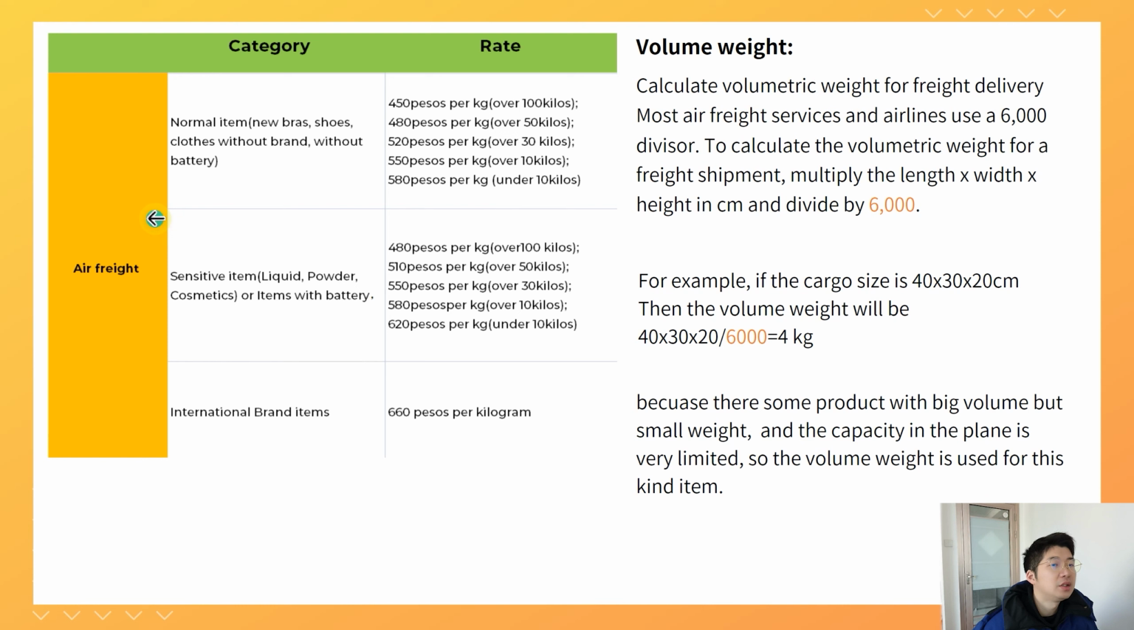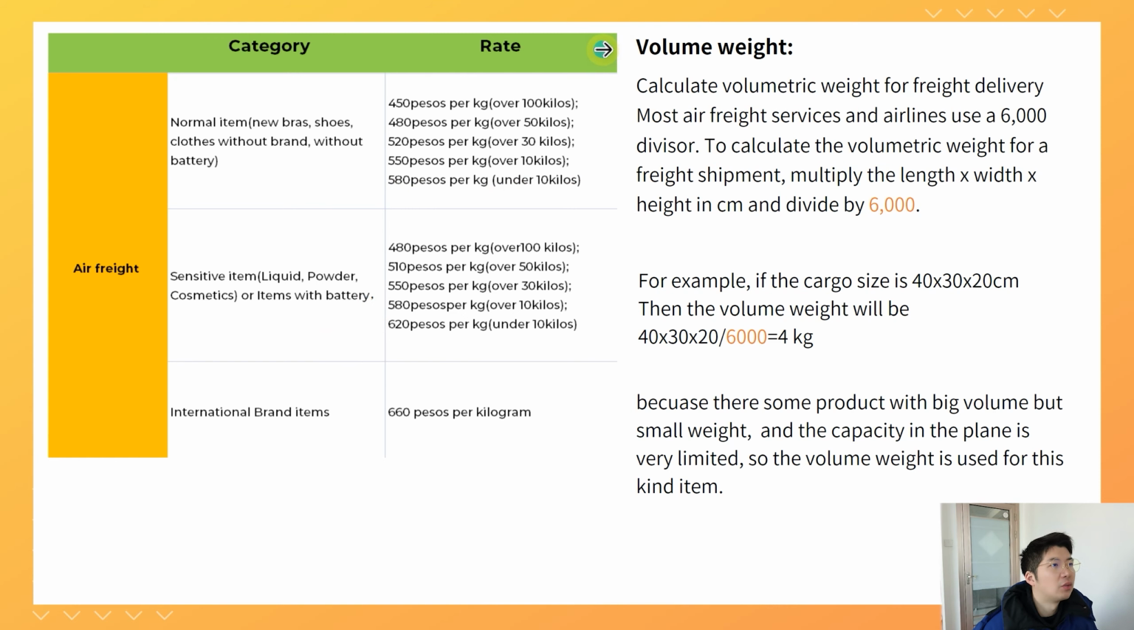As you can see, this is our air freight rate chart from last year. We also briefly type the items into normal items, sensitive items, and international brand items. And the difference from sea freight is that we have more price levels. That is because air freight is very expensive, so there are more discount levels.